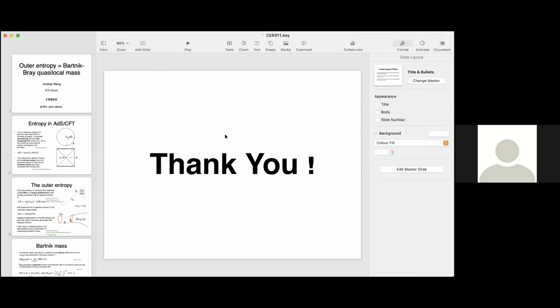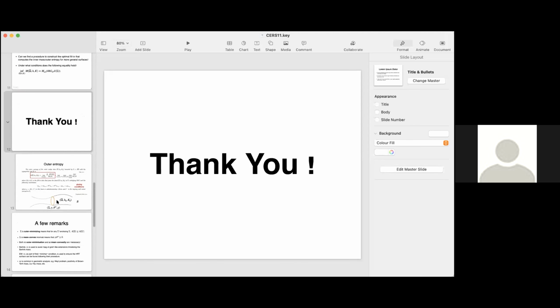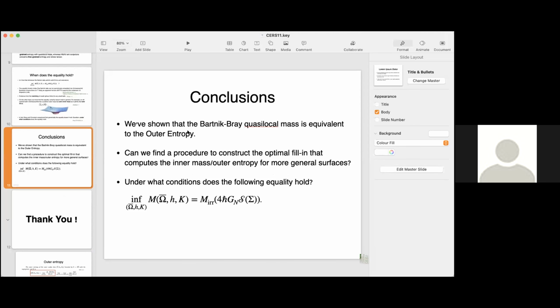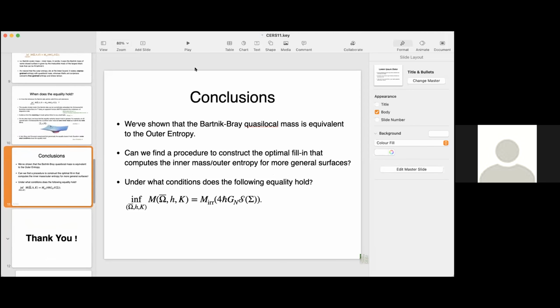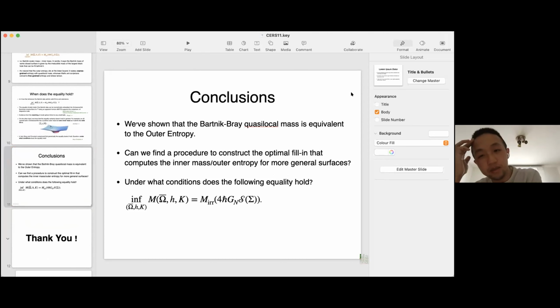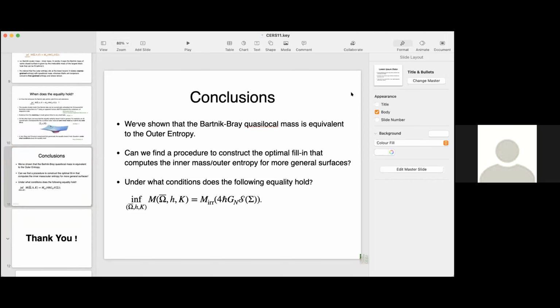Well, let me ask a question. I apologize because I had to leave for a parallel meeting, so I jumped back here in the middle of the talk. In your summary, you said that the Bartnik mass is equivalent to the outer entropy. How should one understand this? Maybe explain this. I apologize if I make you repeat this.